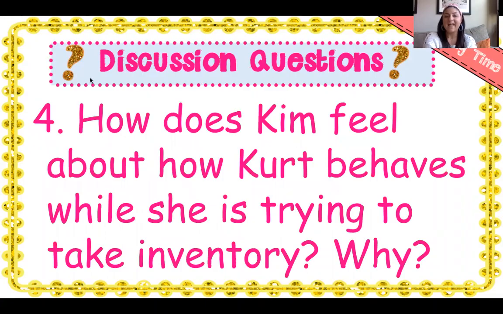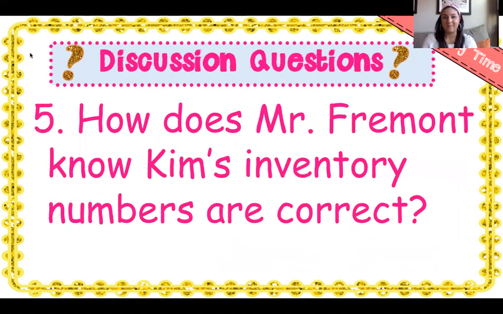Question number 4, how does Kim feel about how Kurt behaves while she is trying to take inventory? Kim is a little bit frustrated with Kurt. She keeps telling him to hush and please just sit there quietly. Yeah, she wants to make sure that she gets her number correct, and he's making her lose count every time he's yapping away. She wants to make sure she does a good job.